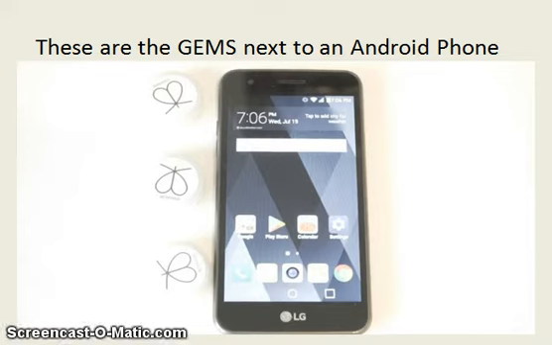And just as a little example here, these are the gems next to an Android phone. You can see how small they are, very discreet, very lightweight. They do have a loop on them, so you can clip them to your keychain. And the best thing to do is have one on you at all times.